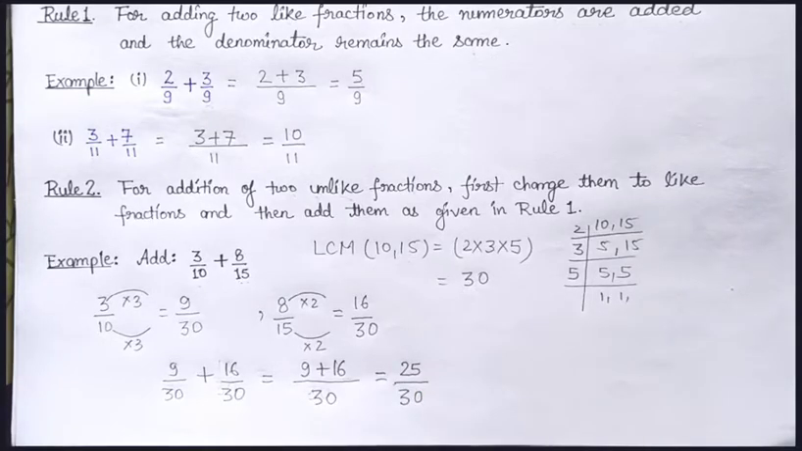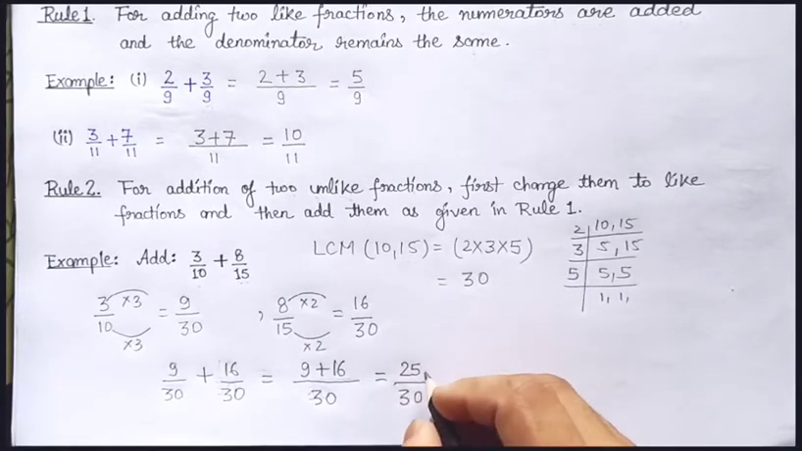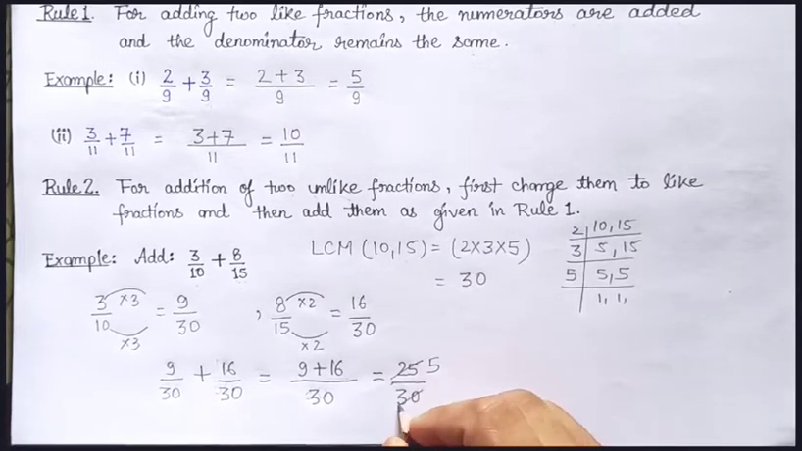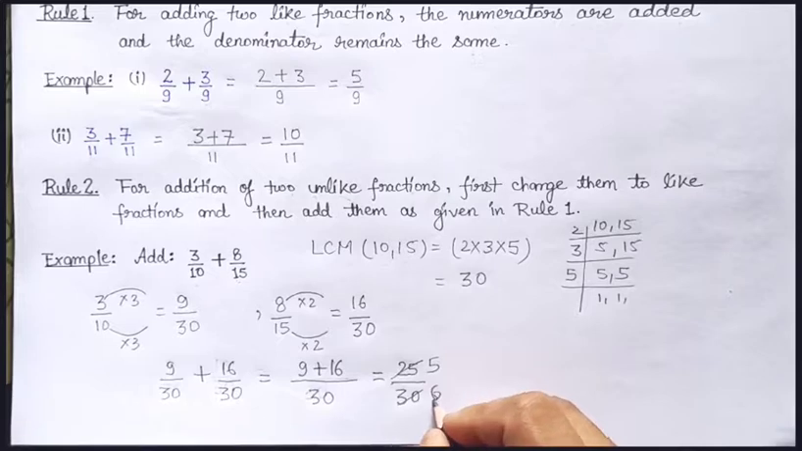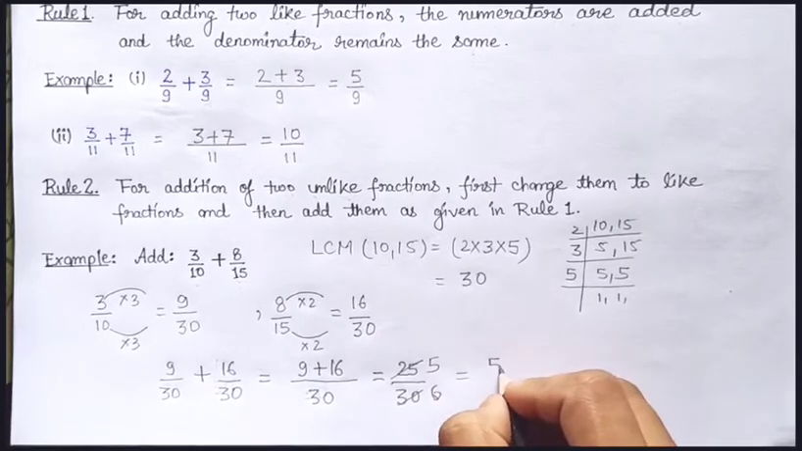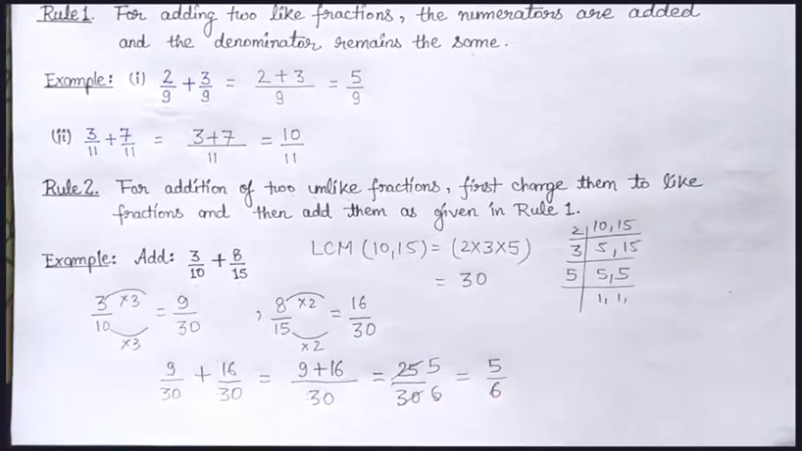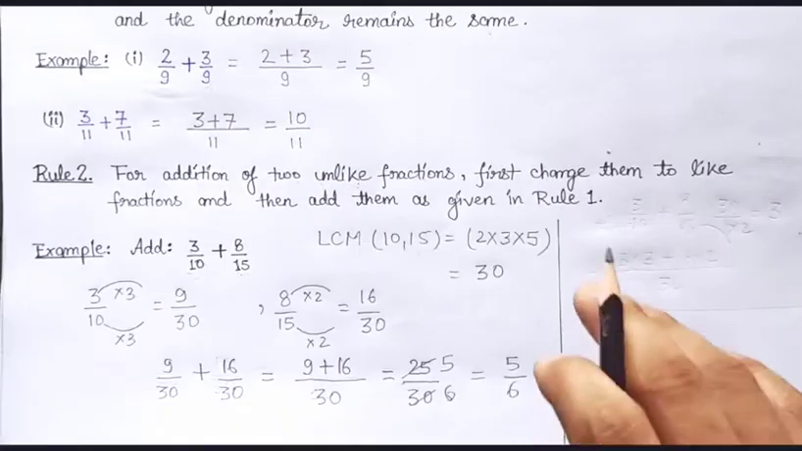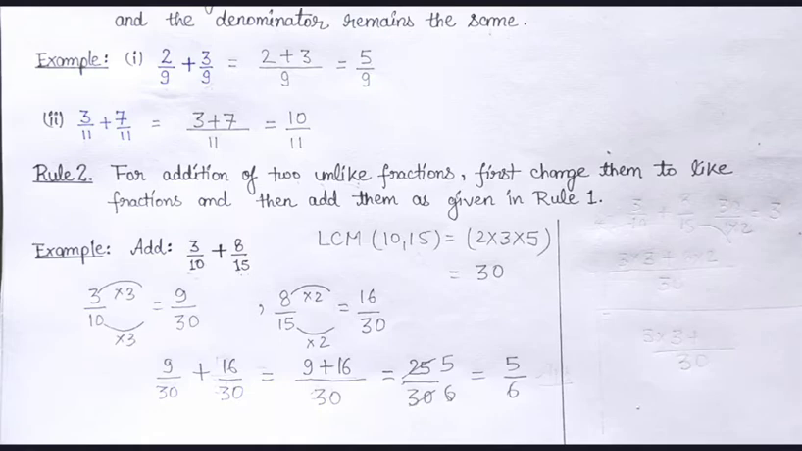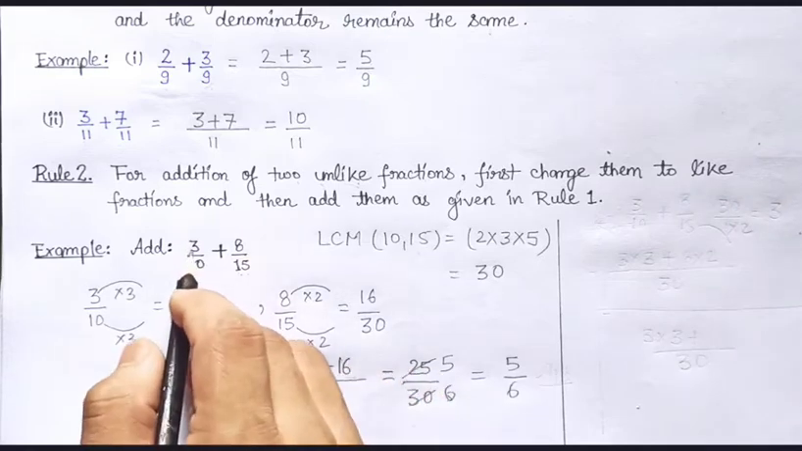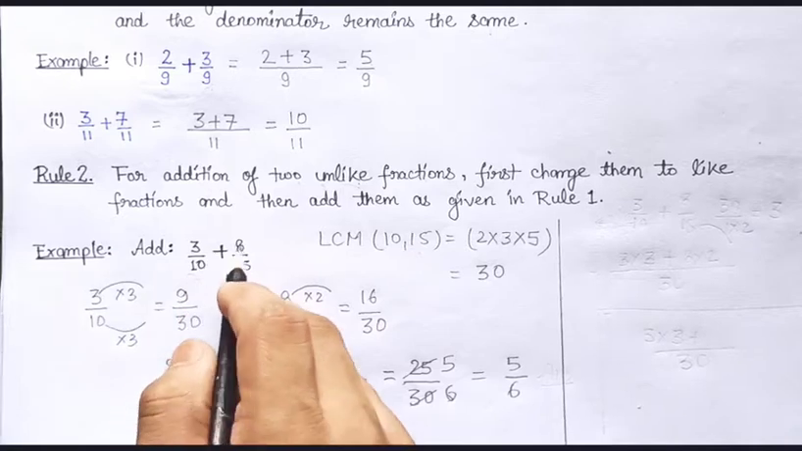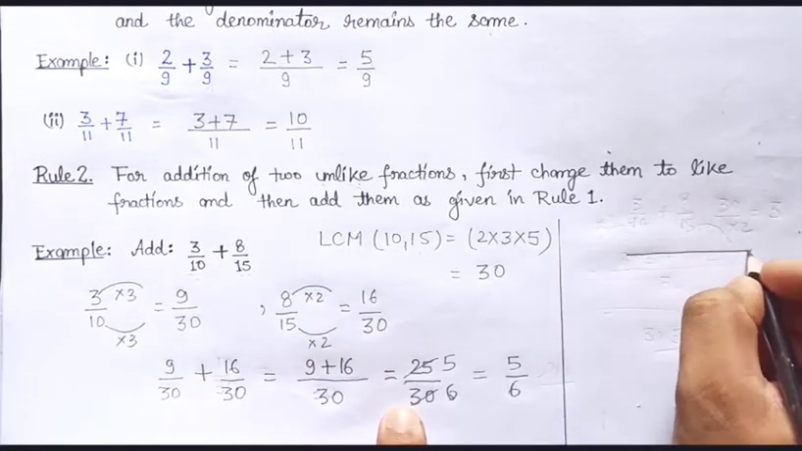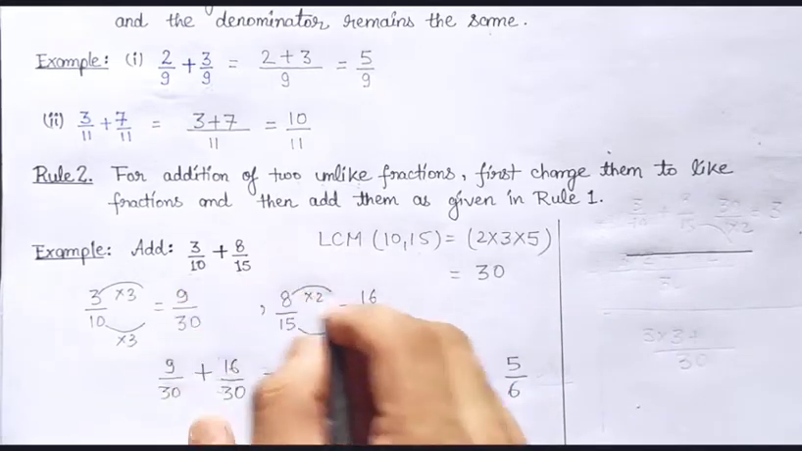Let us simplify it because it can be simplified. When we divide 25 by 5, it comes out to be 5, and when we divide 30 by 5, it comes out to be 6. So it can be written as 5 divided by 6. So this is our answer. Now there is a shortcut method to add two unlike fractions. Let us see. We have to add 3 divided by 10 plus 8 divided by 15. What we do is we just put in the denominator the LCM of these two denominators, that is 30.